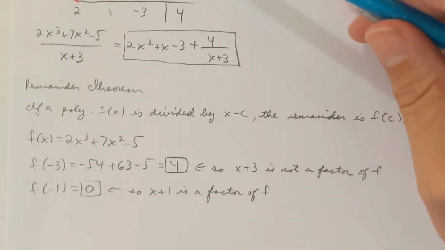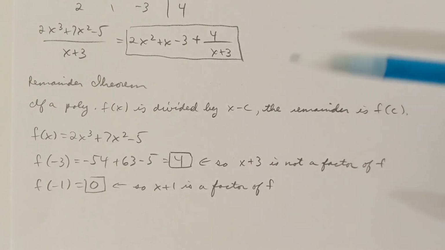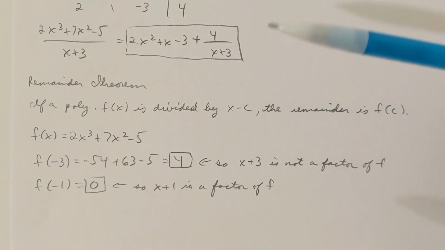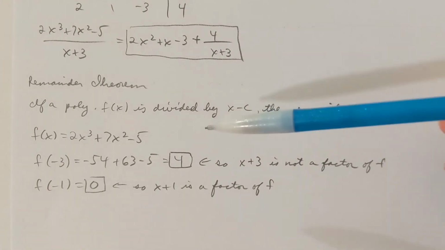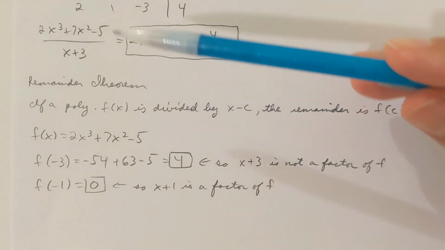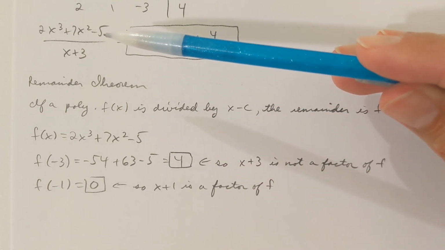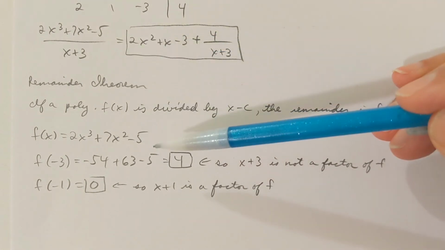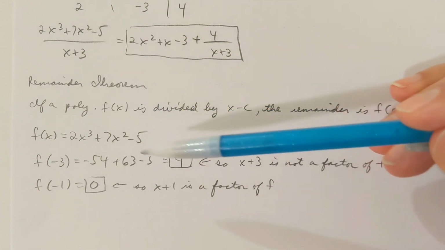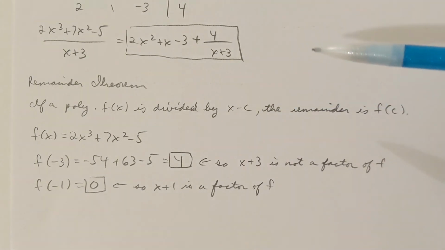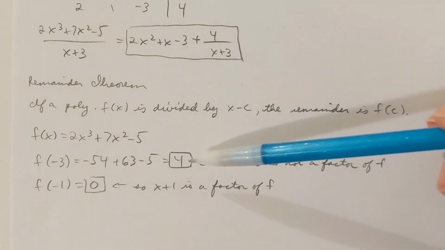The remainder theorem says that if a polynomial f of x is divided by x minus c, the remainder is f of c. So for example, suppose that we take 2x cubed plus 7x squared minus 5 as f of x, and -3 is the 0 of the denominator. So I should get the remainder here, which I know is 4.